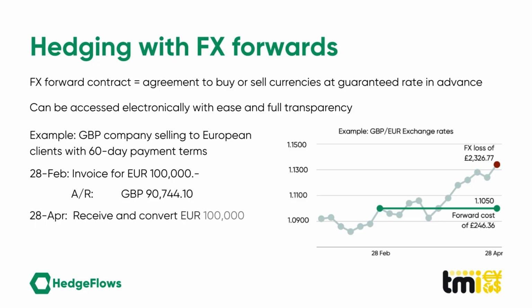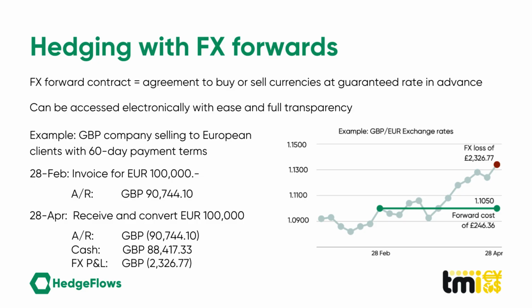60 days later, the euro weakens against pound sterling. If the company didn't fix the exchange rate in advance, it would convert at the exchange rate of 1.1310, fetching £88,417, and thus recording an FX loss for more than £2,000.